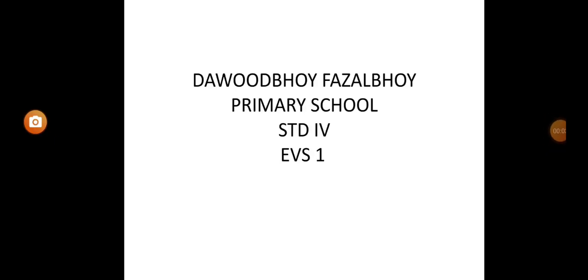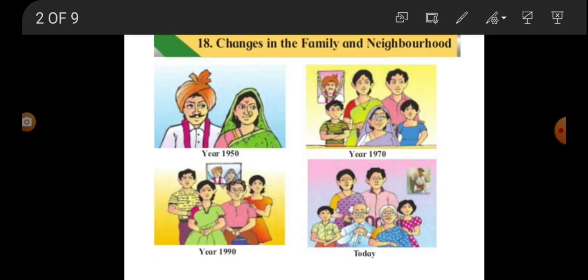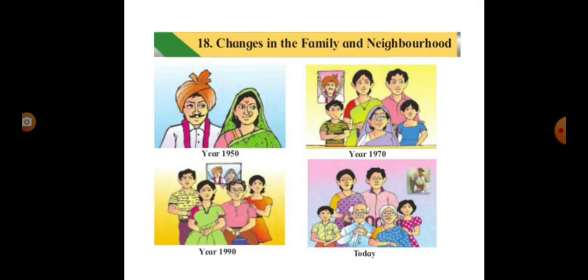Welcome children. Today in EVS 1 we are going to learn about changes in the family and neighborhood. Just observe these pictures. In the year 1950 you can see this picture, year 1970, year 1990 and today. Here you can see the number of family members. Sometimes it's an increase or decrease, again increased.